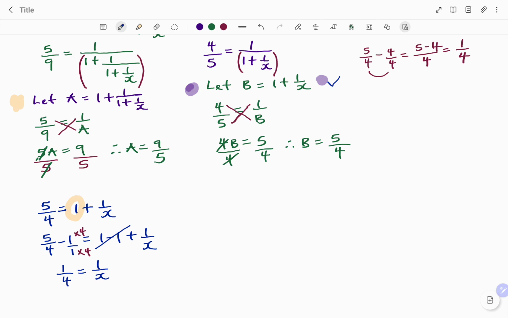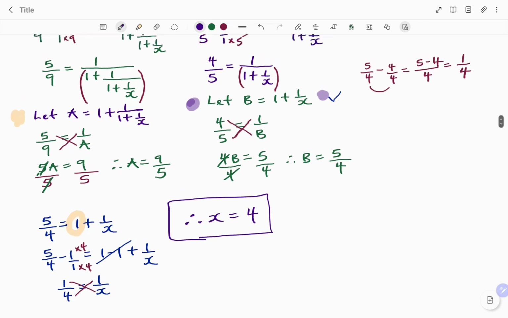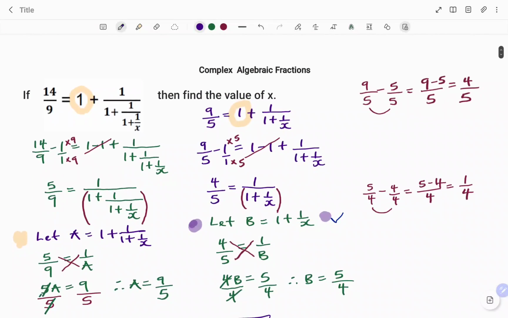And the last stage, I cross multiply, such that I have 1 times x is x, so x is equal to 4 times 1, 4. So the value of x in the complex fraction given is 4.